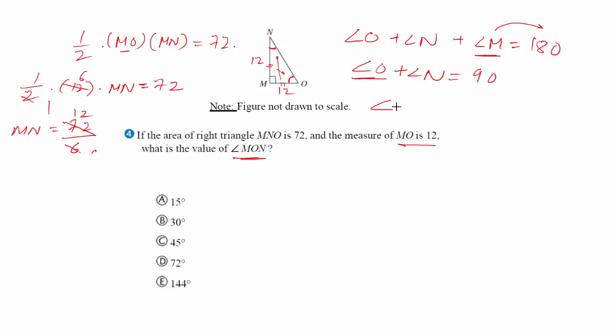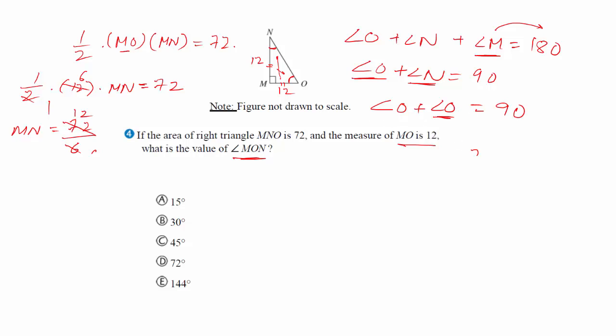So we can write angle O plus angle O, because angle N is equal to angle O, as the two sides are equal, as we have already calculated here. MN is equal to MO. If MN is equal to MO, then instead of angle N, we can write angle O, because when the two sides are equal, the angles are also equal. That is equal to 90.